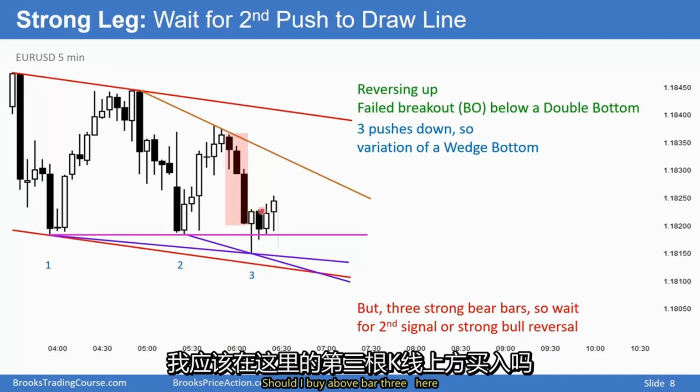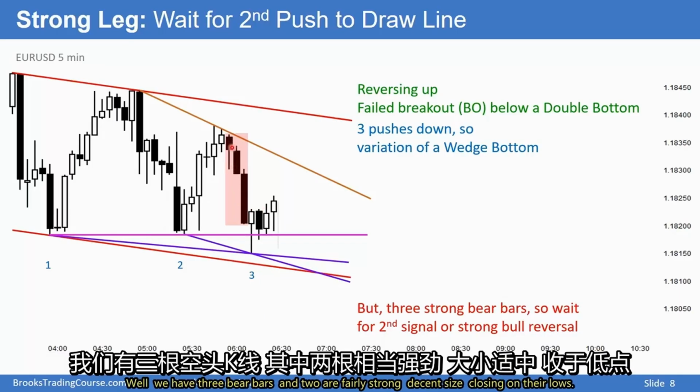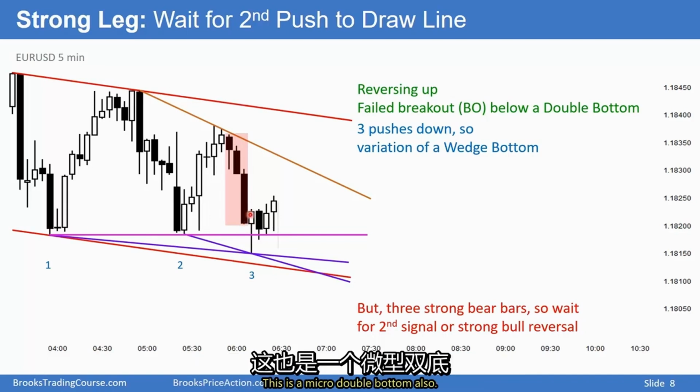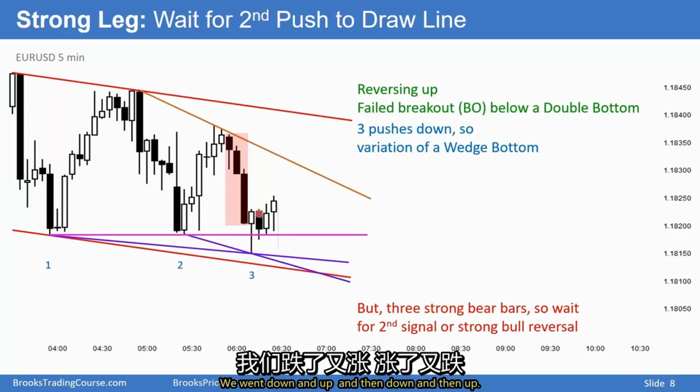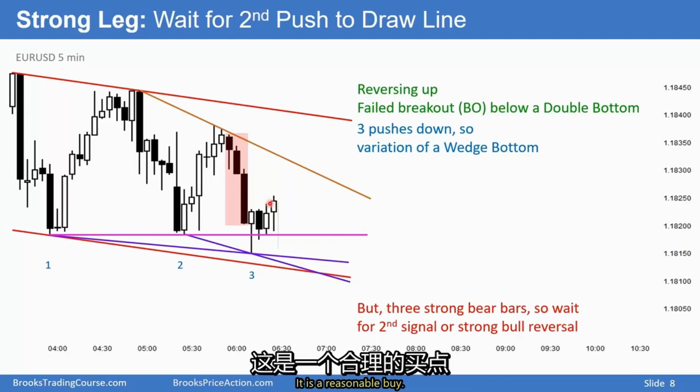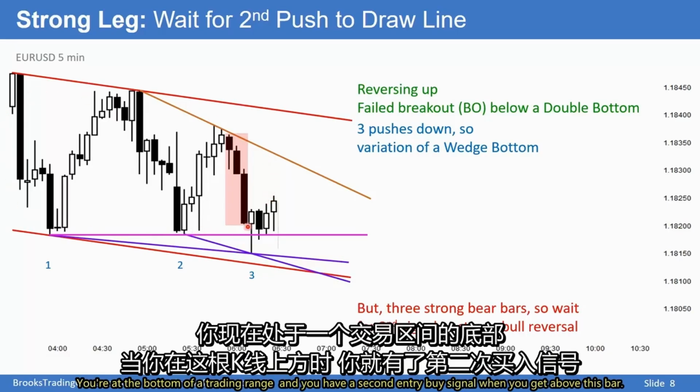Should I buy above bar 3 right here? Well, we have 3 bear bars and 2 are fairly strong, decent size, closing on their lows. In general, you want to wait for a second entry buy. This is a micro double bottom also. We went down and up, and then down and then up. So theoretically, you could buy above here. It is a reasonable buy. You're at the bottom of a trading range and you have a second entry buy signal when you get above this bar.